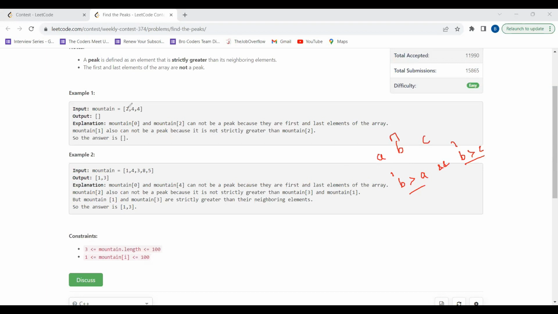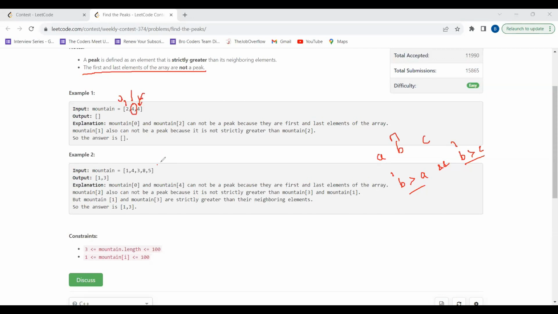So in the first example, we don't have any peak. You can see the first and last elements do not qualify for a peak. It is given in the problem statement itself: the first and last elements of the array are not a peak. So we'll leave the first and last element and iterate through the remaining part of the array, which is only this element. The left is smaller, but the right one is equal. So this can't be a peak. So there's no peak in this array, and we'll return an empty array.